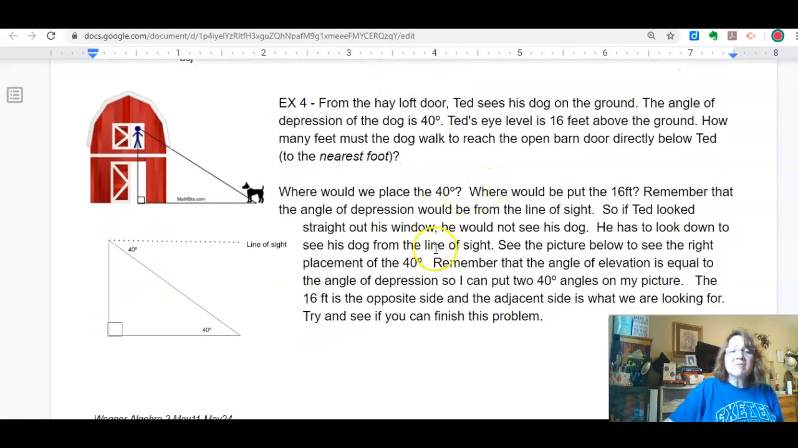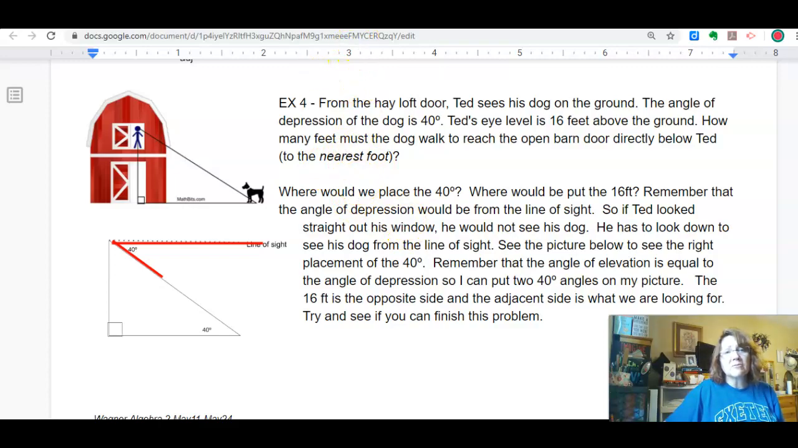All right, so now we have this little barn here. Ted sees his dog, so he looks down and sees his dog. So this is what we have to think. Let me just use my little drawing tools here. If Ted looked straight across, he would not see his dog. So he had to look down to see his dog. So that's why the 40-degree angle is there.